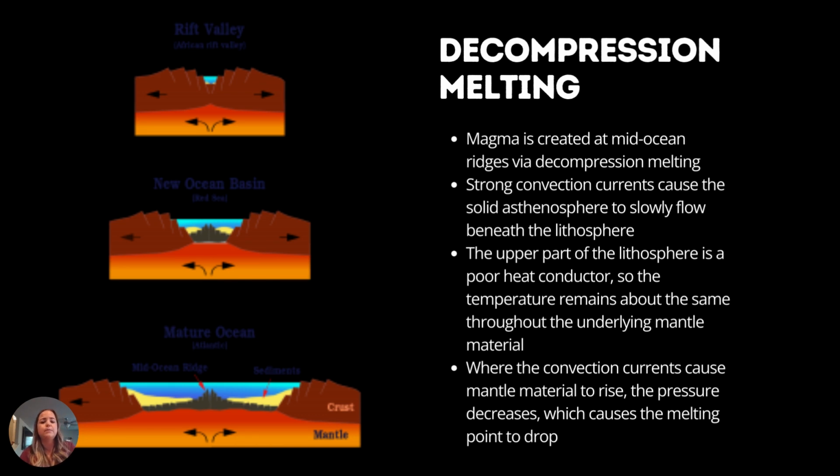All right, then looking at some decompression melting. Magma is created at a mid-ocean ridge, and it's formed from decompression melting, which is when we have strong convective currents coming to the surface, slowly flowing beneath the lithosphere. Here we have a poor heat conductor, so the temperature remains about the same. Things are pretty much melted all the time until they come to the surface and start to solidify. Where the convective currents are causing mantle material to rise, the pressure is decreasing, which causes the melting point to drop. And that's how the rocks are melting there.